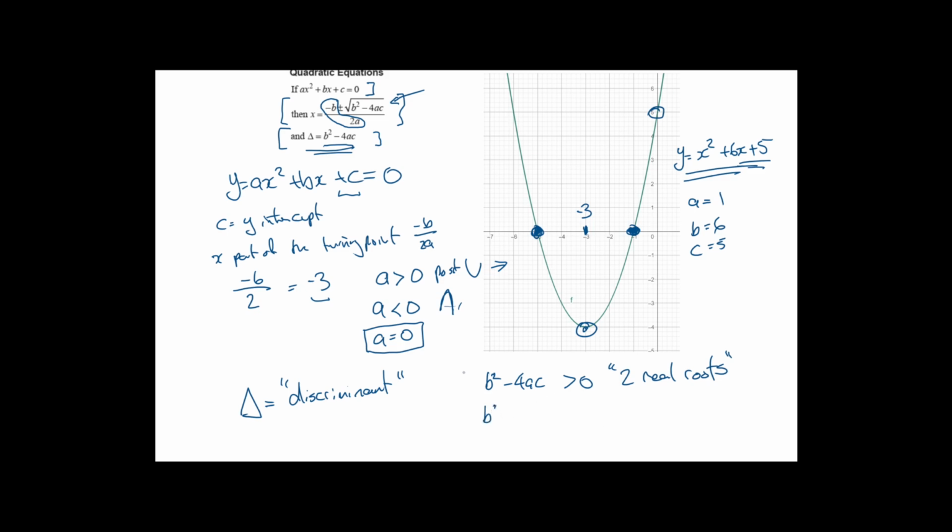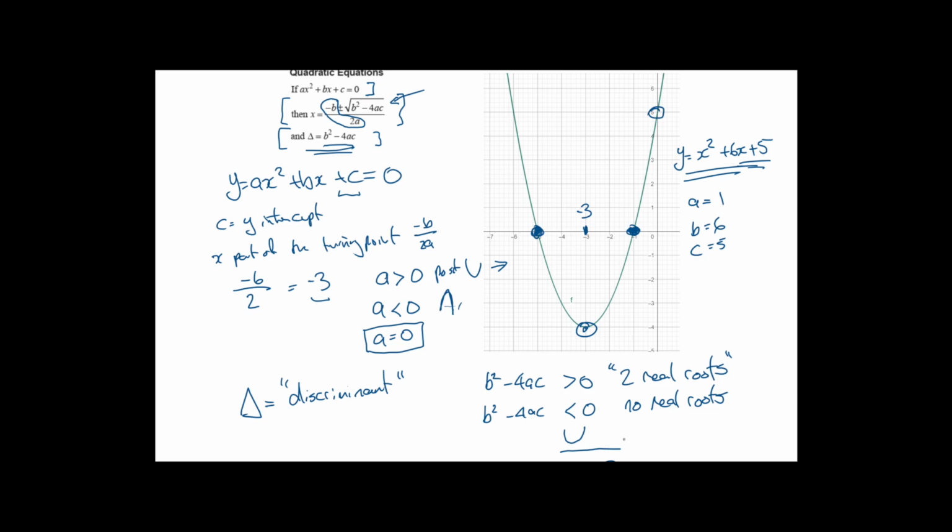If b squared minus 4ac is less than 0, i.e. it's a negative number, there are no real roots. There are two roots, but they're two complex roots, but you don't need to worry about that until next year. What that means is that if b squared minus 4ac is less than 0, the parabola never crosses the x-axis. Either it looks like that or it looks like that.